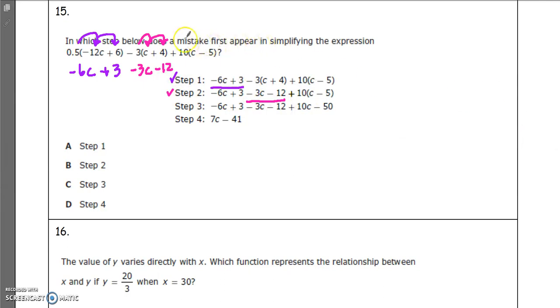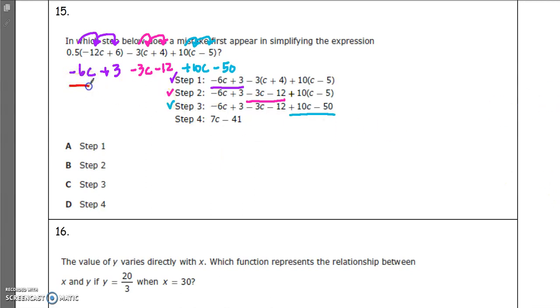Okay, let's keep going. The next step, I would distribute the 10. So 10 times c would be a positive 10c. 10 times a negative 5 would give me a negative 50. So it looks like I have a positive 10c minus 50. That looks good. So the only other step I have is step 4, which obviously that's going to be it. But let's see why it's it.